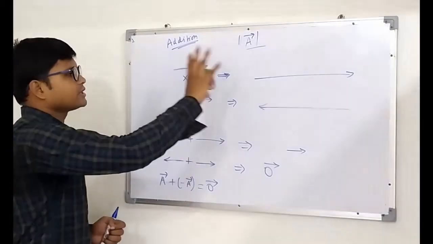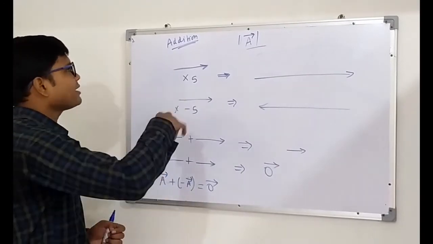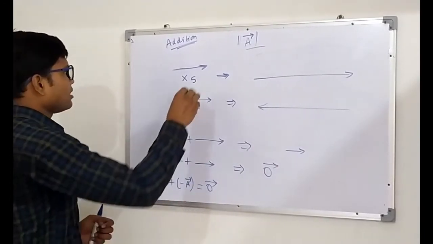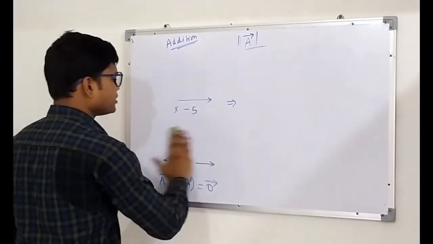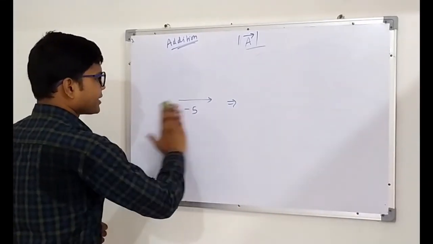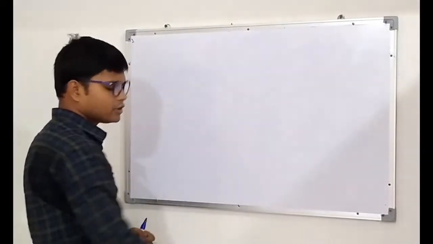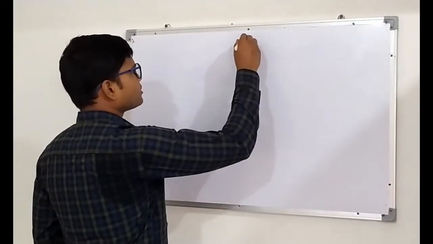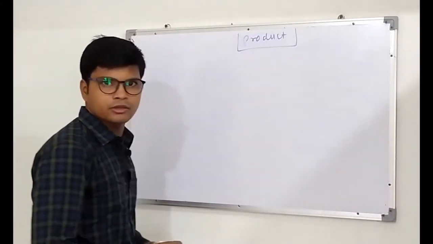So this is the whole thing about addition and multiplication by scalars, and how one can add vectors. This is the very simplified rule to understand vectors. Now let's move to something different called product. Can we do some product with vectors? Now it's a very fascinating thing.